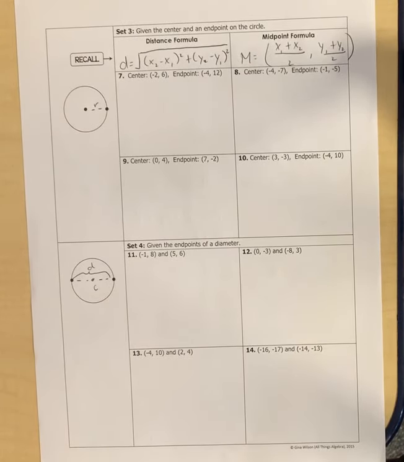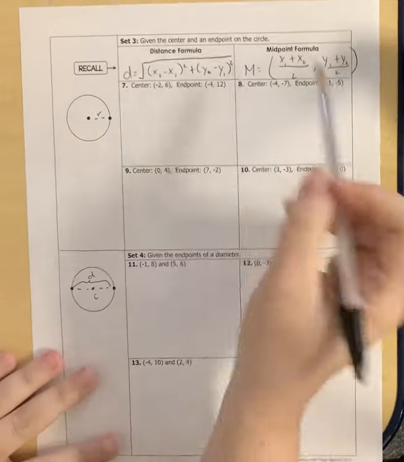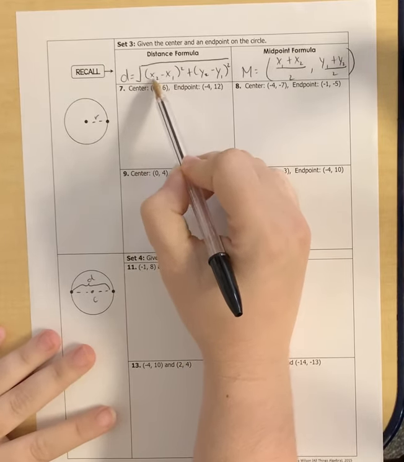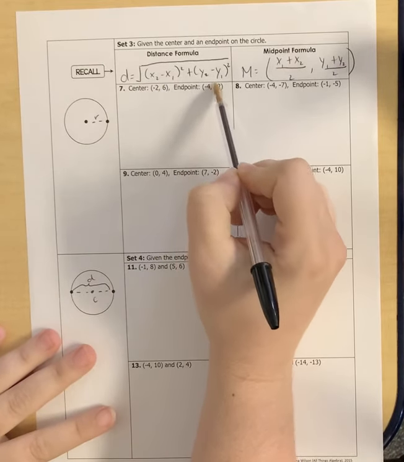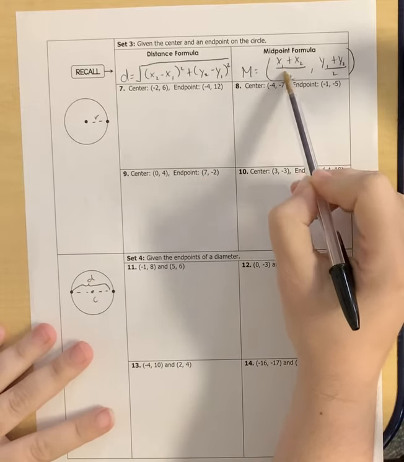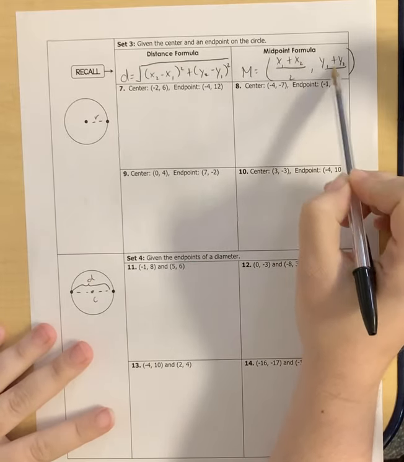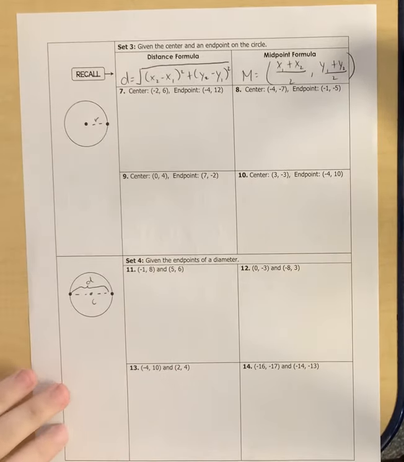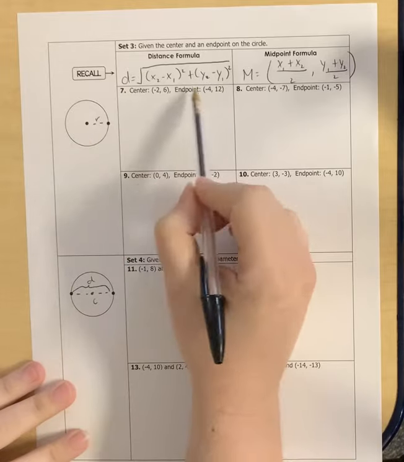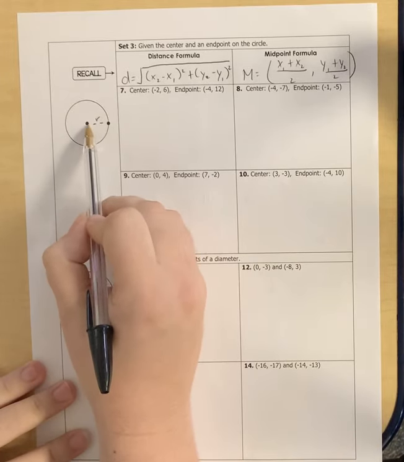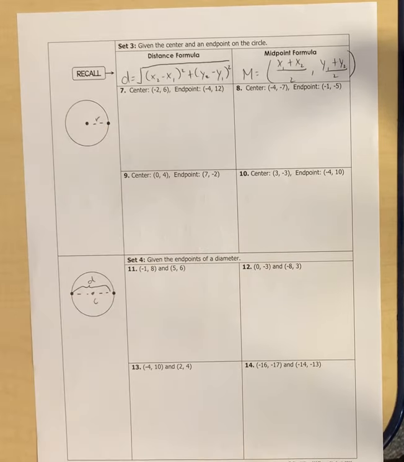If you are given the center and an endpoint on the circle, recall the distance formula, which is d equals the square root of (x2 - x1)^2 + (y2 - y1)^2, and also the midpoint formula, which is (x1 + x2)/2 and (y1 + y2)/2. If you are given the center point and an endpoint, you can find the radius because you can find the distance between those two points.